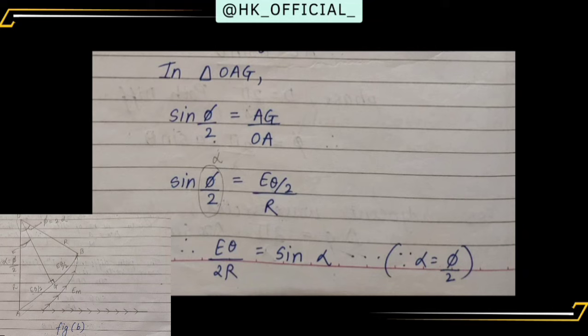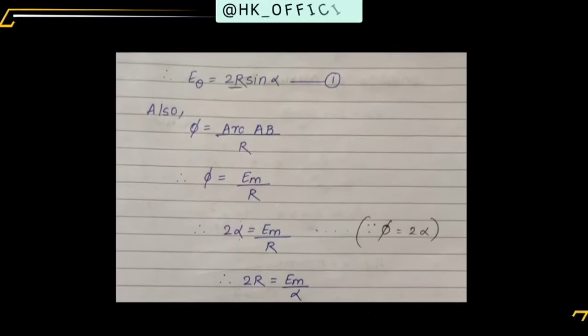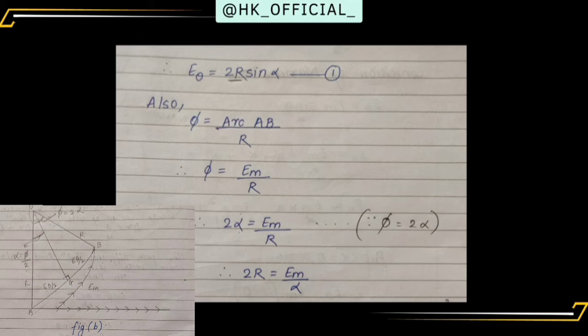We put this E theta by 2 in place of AG, and what is OA? OA is nothing but r, which I have mentioned in the diagram. Here r is the radius. So just put all the values here, and after rearranging you will get E theta by 2r is equal to sine alpha. Why alpha? Because of phi by 2. Till here I hope it is simple. Now just take this 2r to the right hand side, and you will get E theta is equal to 2r sine alpha, as I have written over here. Mark it as equation number 1. Till this I hope you are understanding. Now what we will do is find out what phi is.